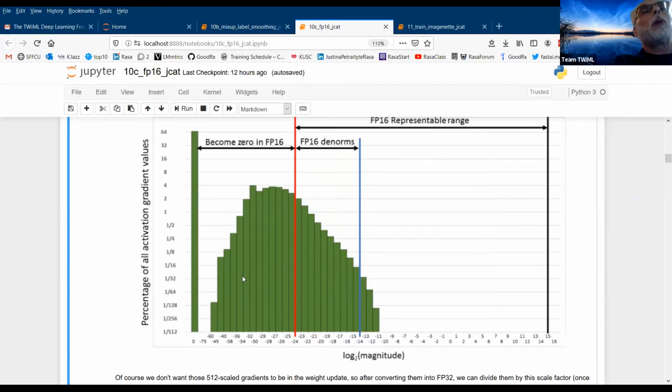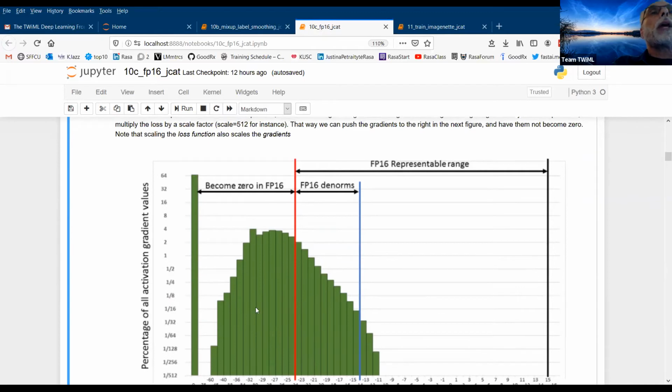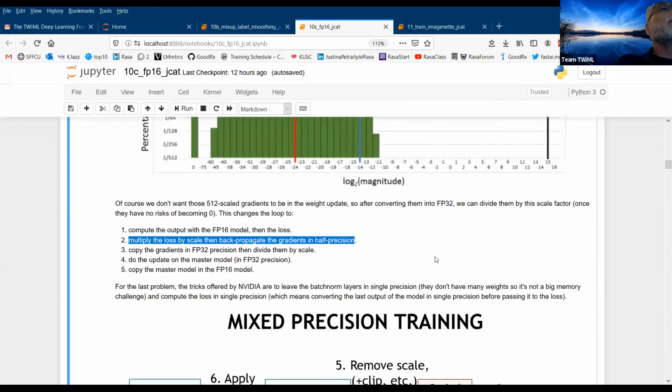So he's basically shifting this whole histogram to the right by loss scaling, and that puts the gradients in the representable range. Okay, but you have to remember to unscale them later on. So you first do the loss scaling, and then you get your gradients that are scaled up, blown up by a factor of 512. Then for the update, you copy them to full precision, and then you divide by the scale factor, and that puts them back. That means your gradients are what they should have been in the first place if you didn't do the scaling. But now they're in full precision, and so even if you divide them by the scale factor, they won't be set to 0 because they're in full precision.